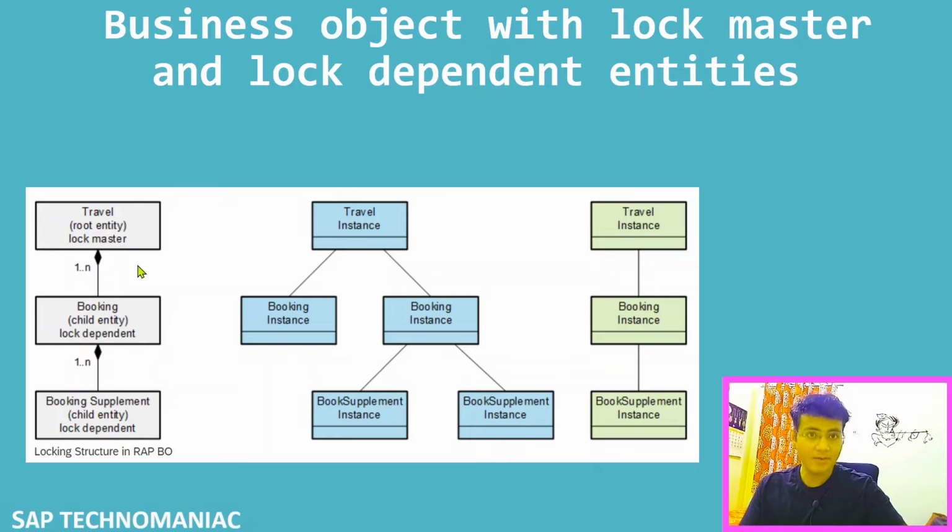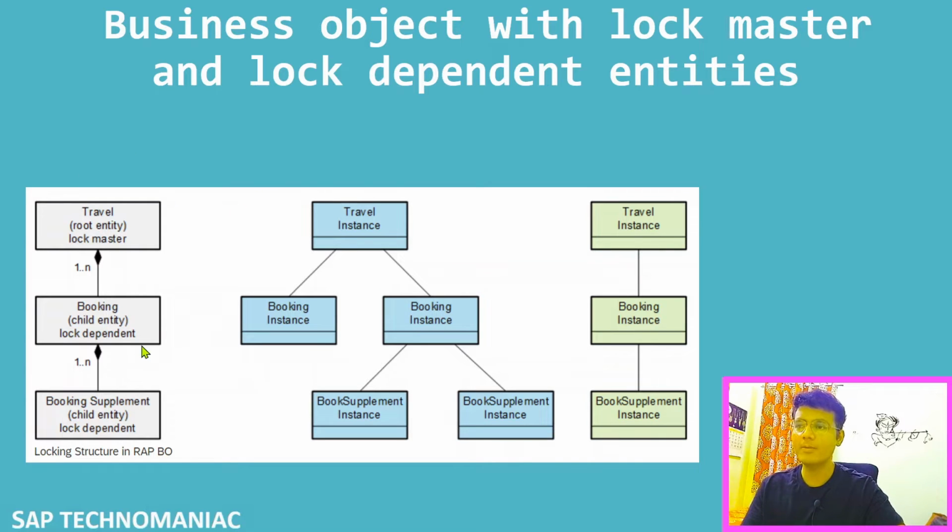So if you see, I will explain this thing in this slide. For example, in our case, we have the travel entity, we have booking entity, we have booking supplement entity. This is our root entity and these are the child entities. In our case, we will make this particular root entity a lock master, and this booking and booking supplement will be lock dependent by this particular travel entity.